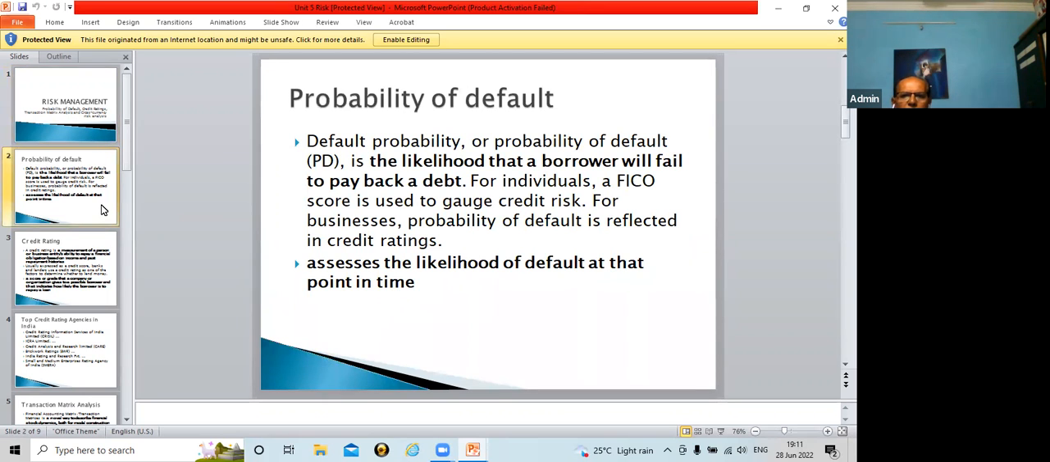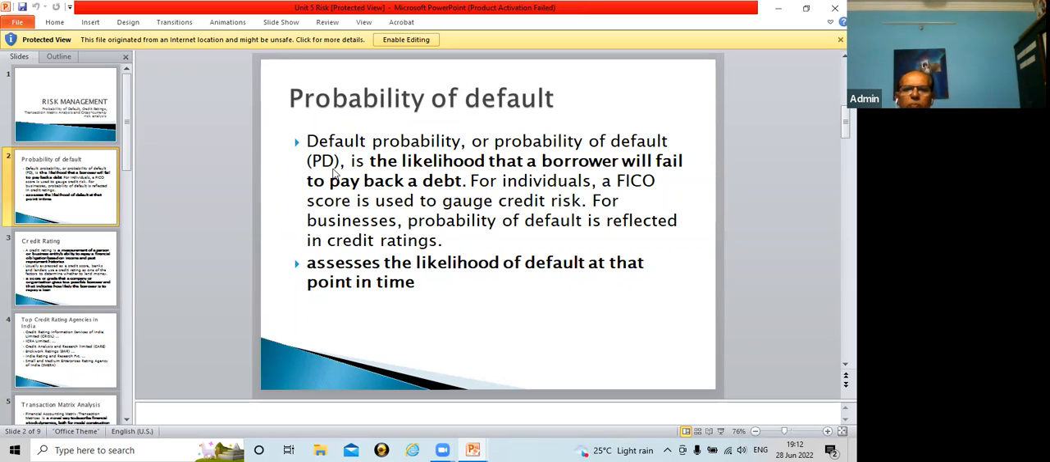Probability of default. Default probability or probability of default, in short form, PD. It is known as the likelihood that a borrower will fail to pay back a debt. Means whenever an amount is given as a loan to a borrower, that borrower will fail to pay EMI. There we call it a probability of default. Default means unable to pay. Default means unable to pay a loan.